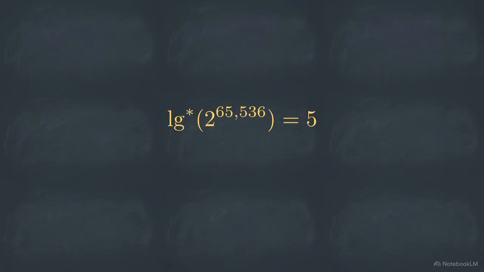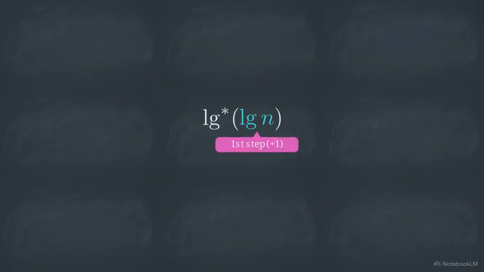If we nest this function, as in the iterated logarithm of lg n, we are simply adding one more log application to the start of the process. This makes lg star lg n equivalent to lg star n minus 1, a negligible difference in asymptotic terms.